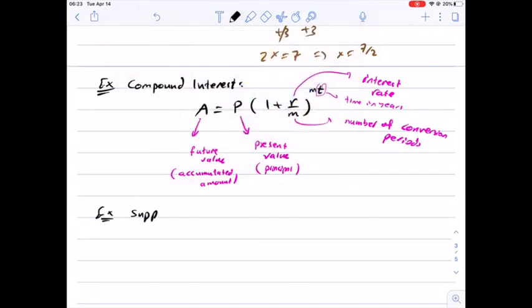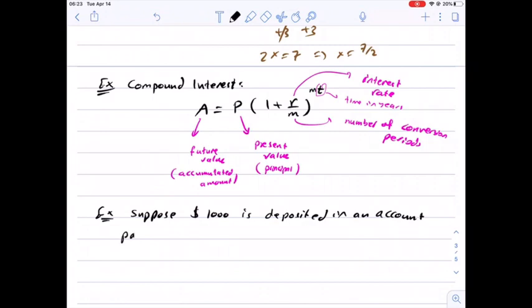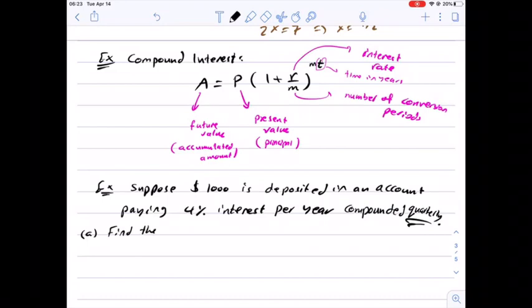So let's take an example. For example, suppose $1,000 is deposited in an account paying 4% interest per year, compounded quarterly. Quarterly, that means 4 times a year. First, we want to find the amount in the account after 10 years with no withdrawals.